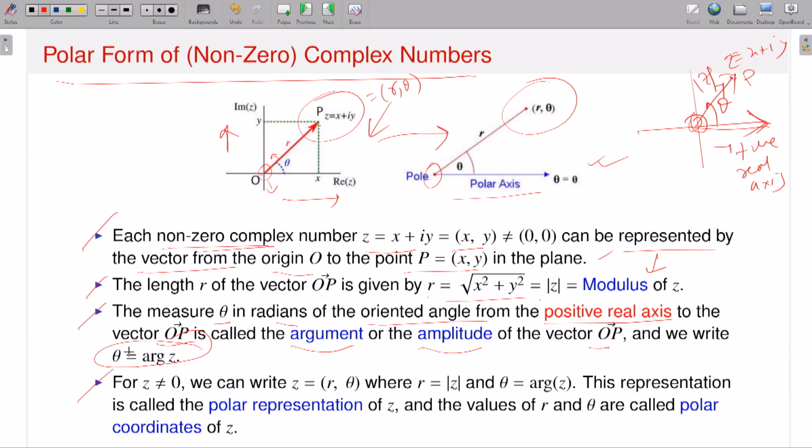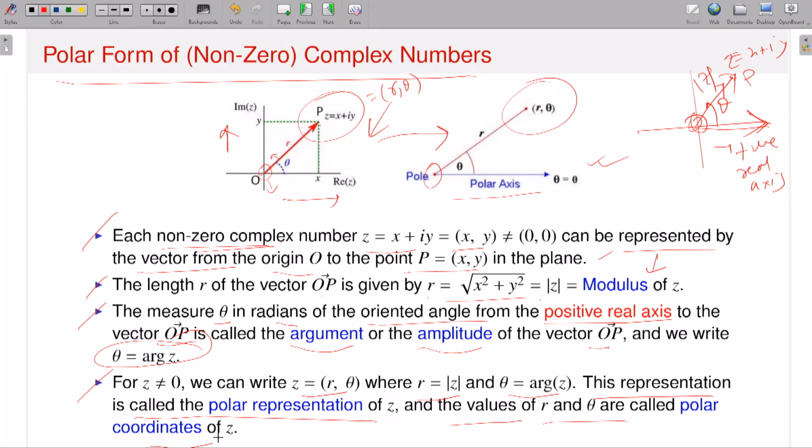So if I have a non-zero complex number z, then I can represent it as r comma theta, where r is my modulus and theta is the argument of z. I am measuring theta from the positive real axis in the anti-clockwise direction to the vector OP. What is my P? P is the complex number and OP is the vector joining the origin to that point P. So this representation is called the polar representation of z, and the values of r and theta are called the polar coordinates.